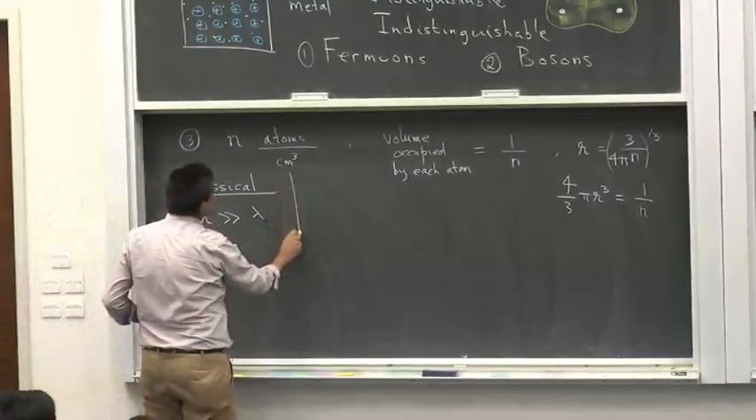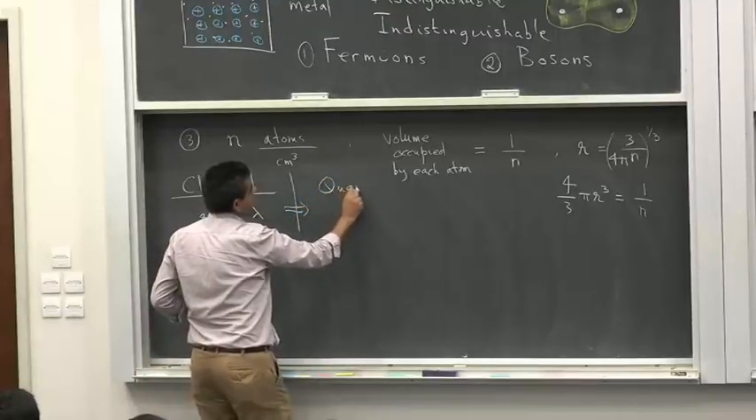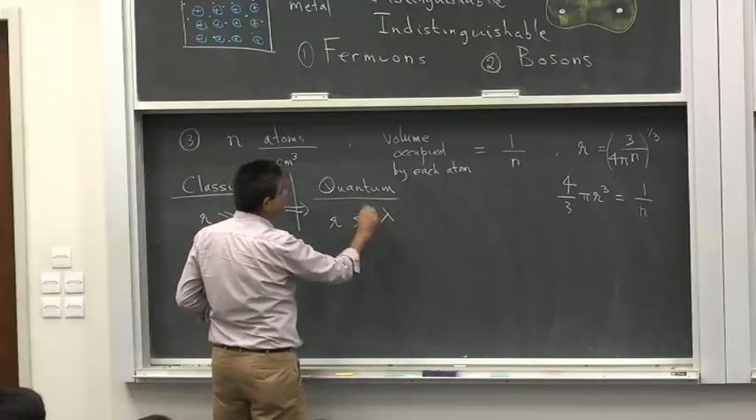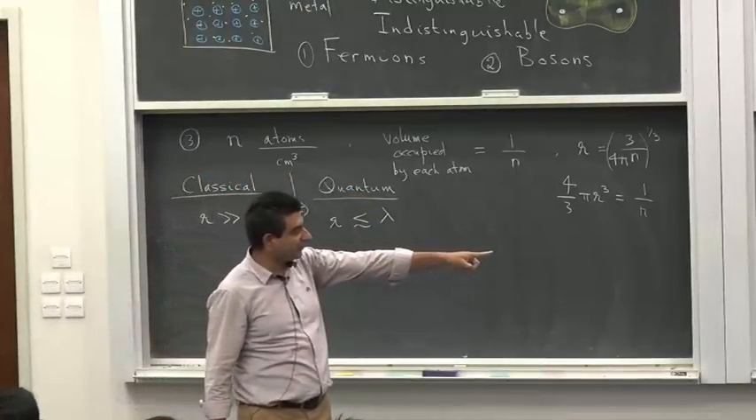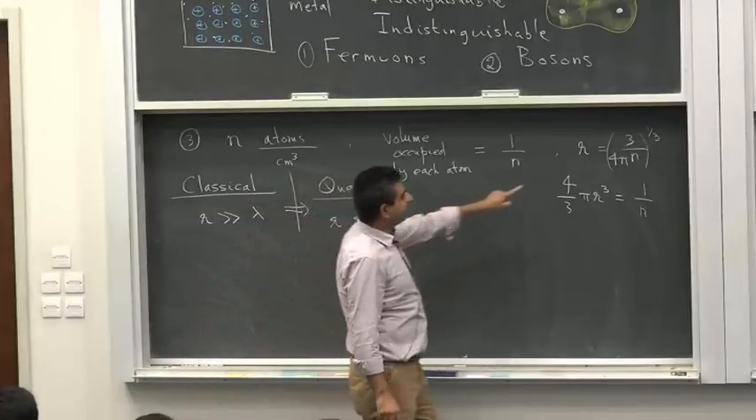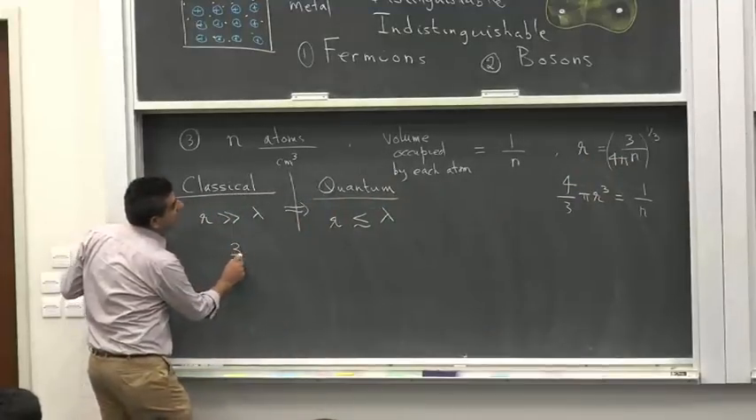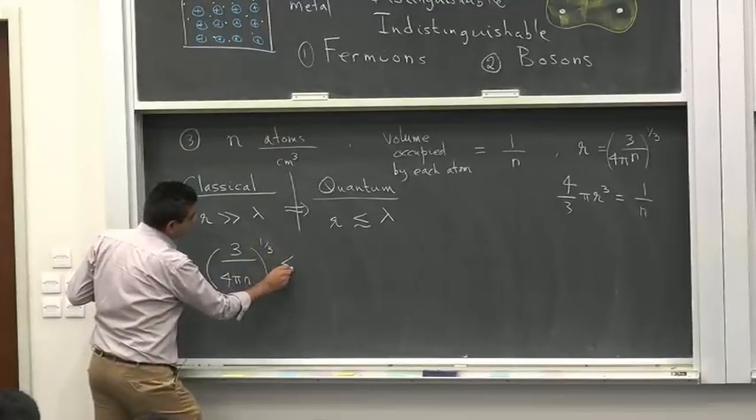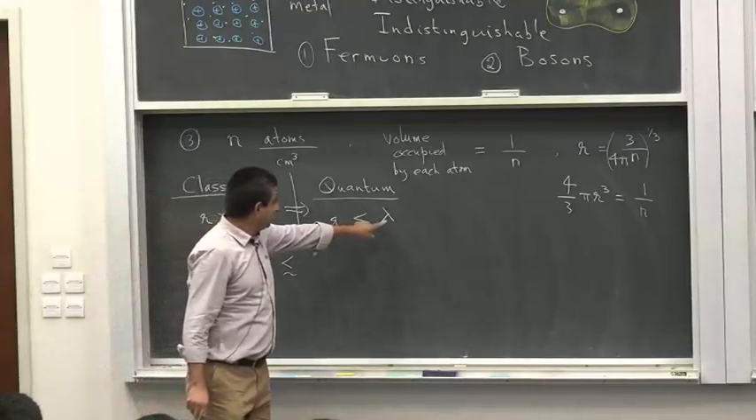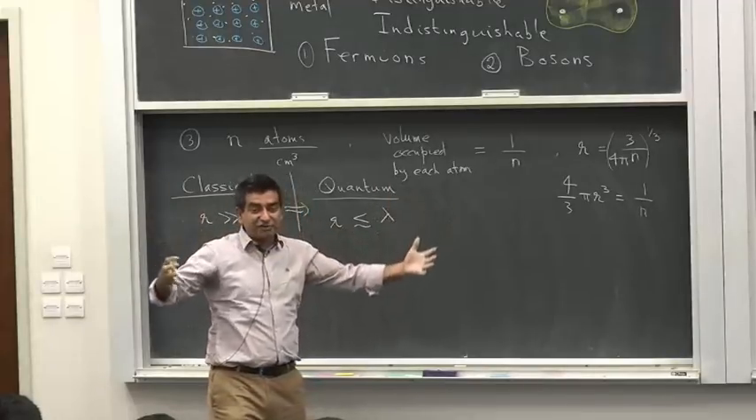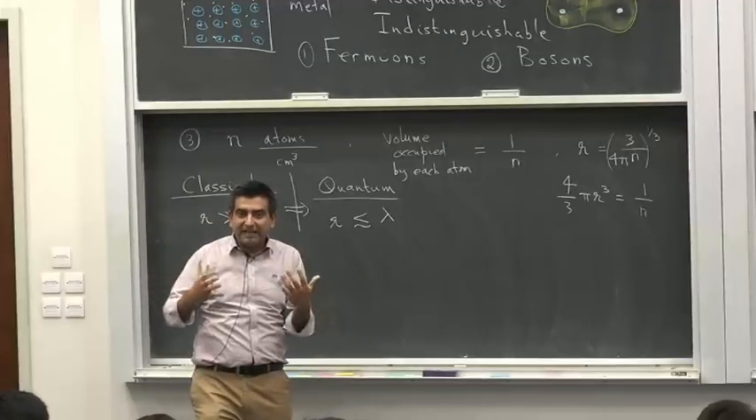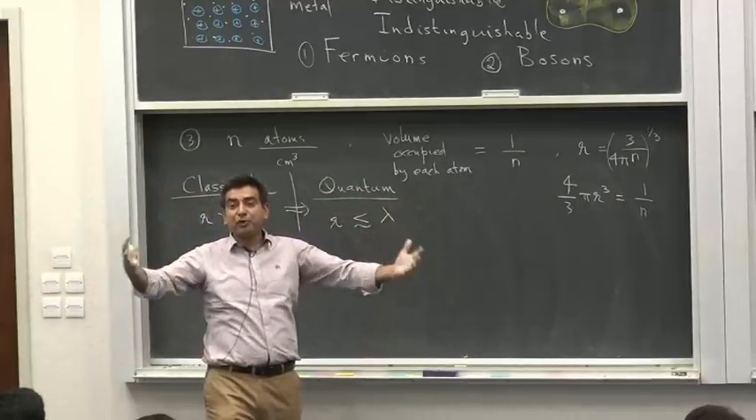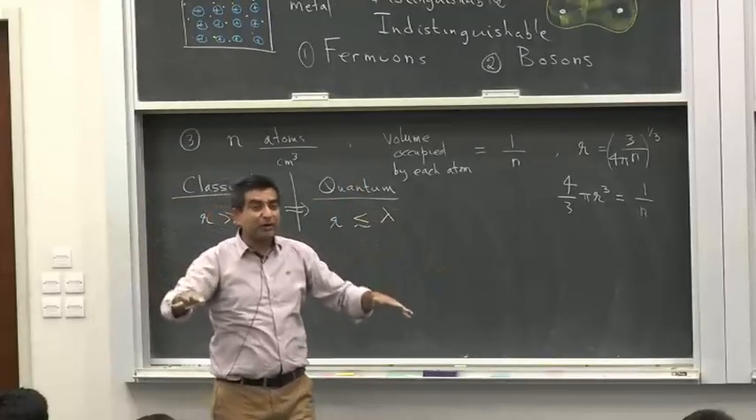Which means that if I would like to make the classical to quantum transition, I would like to have an R that is smaller than or of the same order as lambda. But I already know what lambda is. So what I need is an R given by (3 over 4 pi n) to the power 1/3, which must be smaller than lambda, which means the wave number should be large so that the wave packets overlap. And I cannot say that this is the wave packet of this particular atom. It's one wave function for the entire gas of atoms. All of those atoms are going to share the same wave function. And this is what I mean by Bose-Einstein condensate.